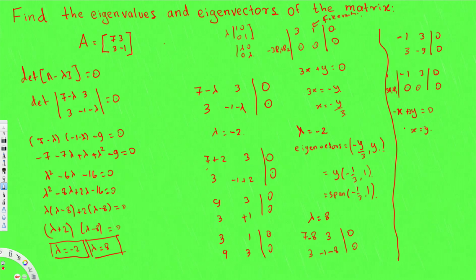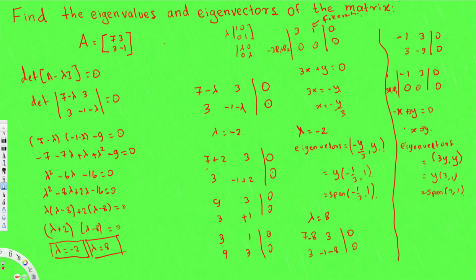Therefore x is equal to 3y, and therefore my eigenvectors are going to be equal to 3y comma y, because y is the free variable, therefore it's going to be itself, and x is 3y. Now we have to take the y common. It's going to be 3 comma 1, and then if I write in terms of span, I have to eliminate the y. It's going to be span of 3 comma 1. So these are the eigenvectors, and that's all.